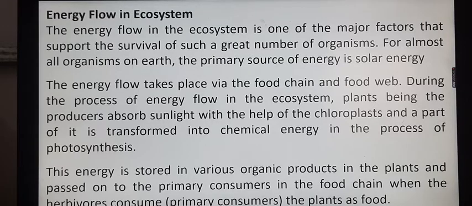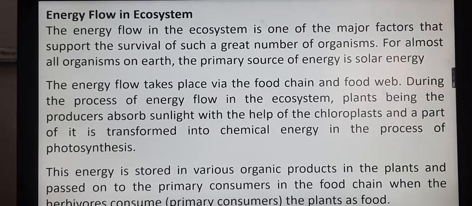For almost all organisms on earth, the primary source of energy is solar energy. This energy flow takes place via food chain and food web. This energy of the sun is converted into energy in the food by plants, and then the food chain goes on. The plants are eaten by herbivores, that is the primary consumers. Then herbivores are eaten by primary carnivores. Then primary carnivores are eaten by secondary carnivores, and then they are eaten by tertiary carnivores.